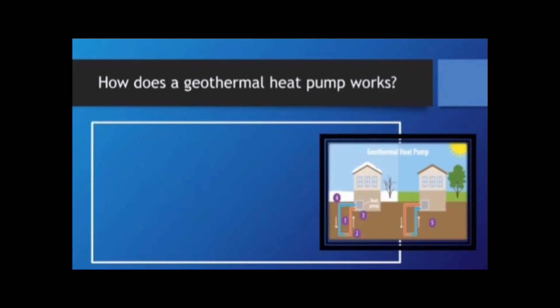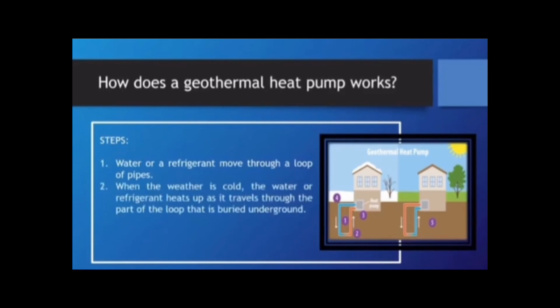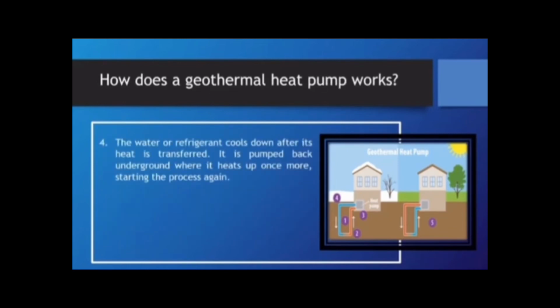How does a geothermal heat pump work? Take note of the following steps. First, water or refrigerant moves through a loop of pipes. Second, when the weather is cold, the water or refrigerant heats up as it travels through the part of the loop that is buried underground. Third, once it gets back above ground, the warm water or refrigerant transfers heat into the building. Fourth, the water or refrigerant cools down after its heat is transferred. It is pumped back underground where it heats up once more, starting the process again.